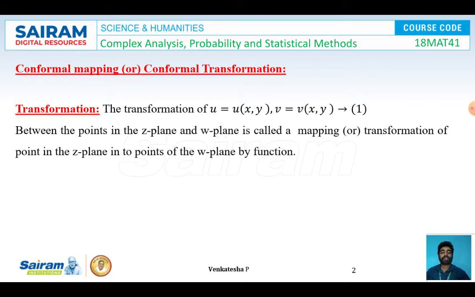What is transformation? The transformation u = u(x, y) and v = v(x, y) between the points in the z plane and the w plane is called a mapping or transformation of points in the z plane into the points of the w plane by a function. So here the transformation is happening between the points of the z plane into the points of the w plane by using a particular function.